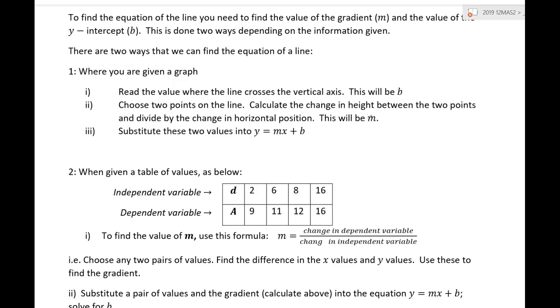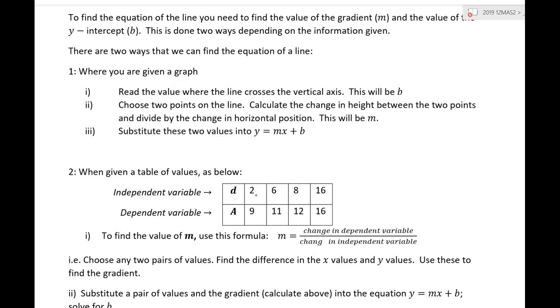Alternatively, we might not have a graph, we might have a table of values, look something like this. Now, easy enough to find the gradient here because each of these sort of pairs of values represent a point on that line, if you like, on the graph. So, change in the dependent, right, divided by the change in the independent tells us the gradient.